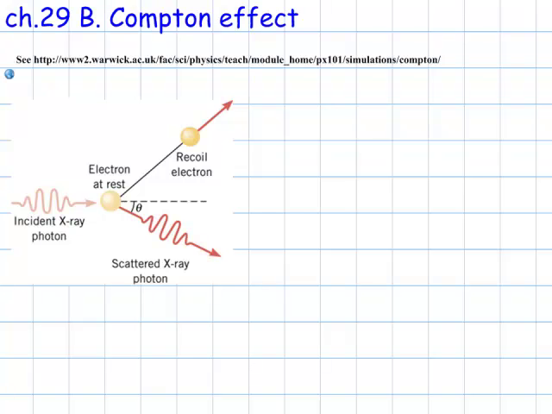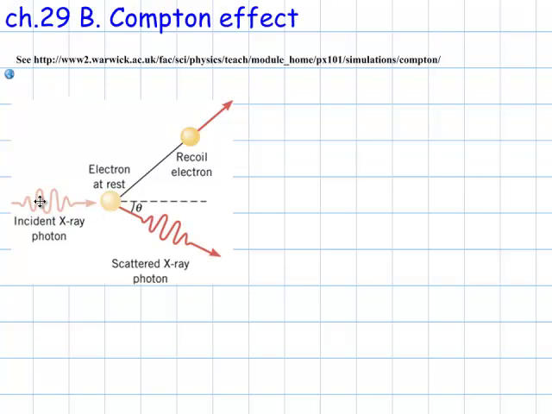This problem is about the Compton effect, and it reads: the X-rays detected at a scattering angle of theta equals 163 degrees have a wavelength of 0.1867 nanometers. Find A, the wavelength of an incident photon, and then the energy of an incident photon, then the energy of a scattered photon, and the kinetic energy of the recoil electron.